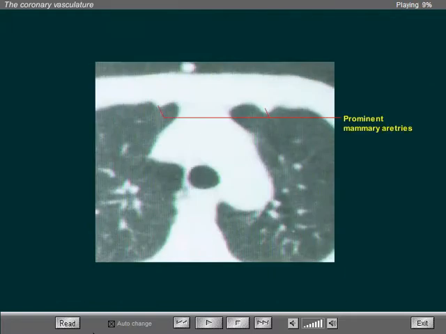Dilated mammary arteries have to be differentiated from adenopathies. This patient had prominent internal mammary arteries. In individuals with coarctation of the aorta, the mammary arteries can be quite prominent, and this was a case in which the patient had coarctation of the aorta and had prominent collateral circulation, particularly enlarged internal mammary arteries.